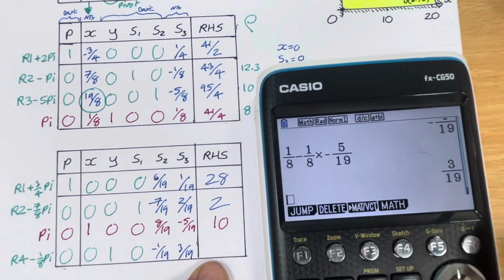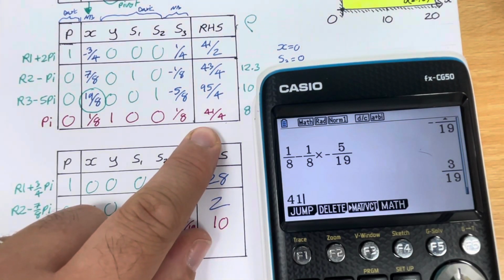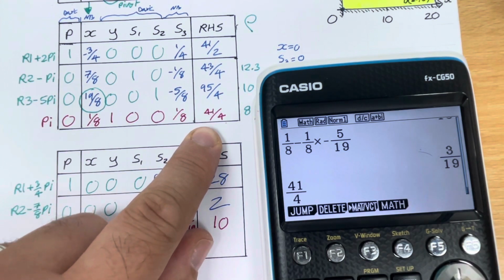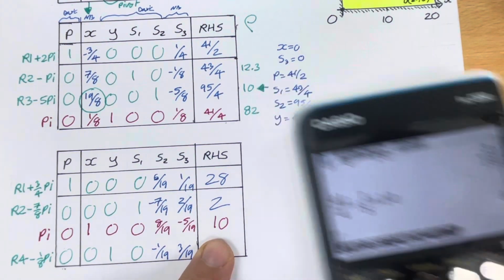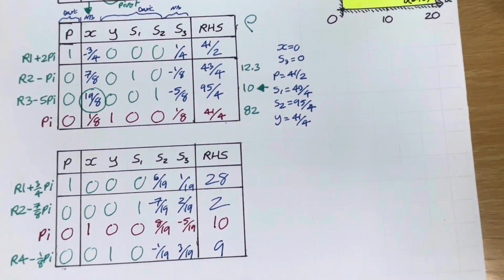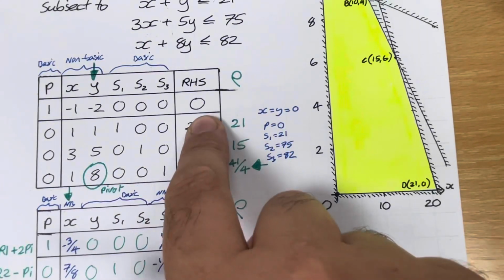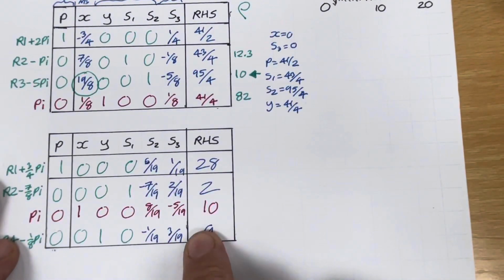And then this element here is 41/4 subtract 1/8 times the pivot, which is 10. Okay, so that finishes the second iteration, or the second tableau. Just the 0th tableau, first tableau, second tableau, or 0th iteration, initial tableau if you like, first iteration, second iteration.